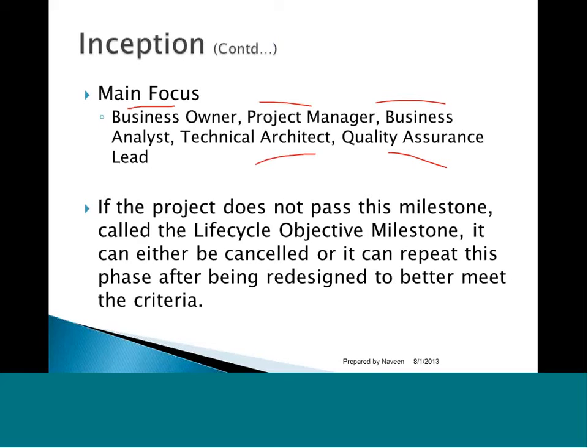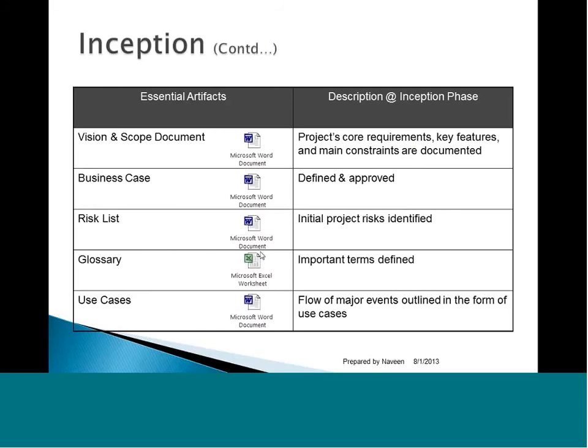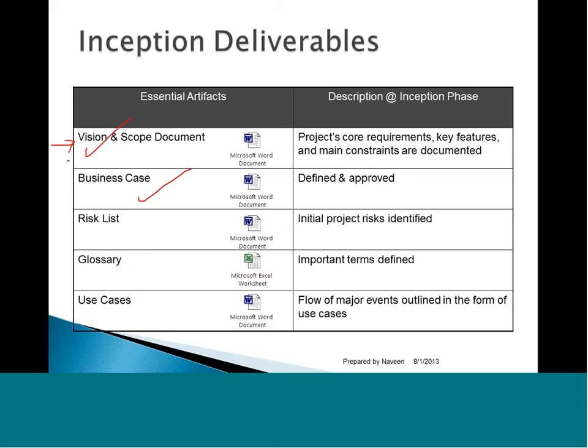If the project does not pass this milestone called the life cycle objective milestone, you can either cancel this phase or redo this phase to better meet the criteria. So we looked at a vision and scope document. They would create a project vision scope document. They would create a business case document. One of the things about methodologies and the practical scenarios is organizations may not necessarily create every document. At least I have not seen any project which contained both vision and then business case. You either have this or this, because some of the information is redundant. So they don't want to duplicate the effort.